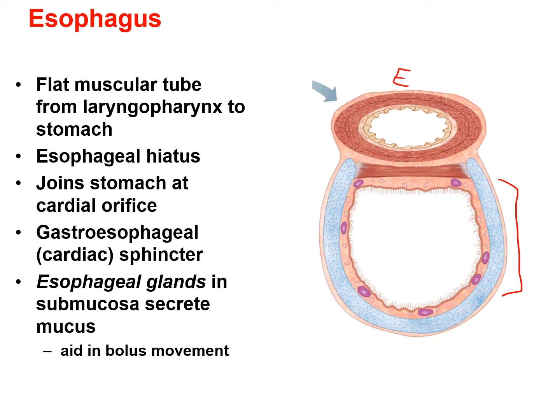And then the last thing to know about your esophagus is there are glands in the esophagus in the submucosal layer that will secrete mucus. This mucus will allow for that bolus of food, that blob of food, to move through the esophagus with less friction.